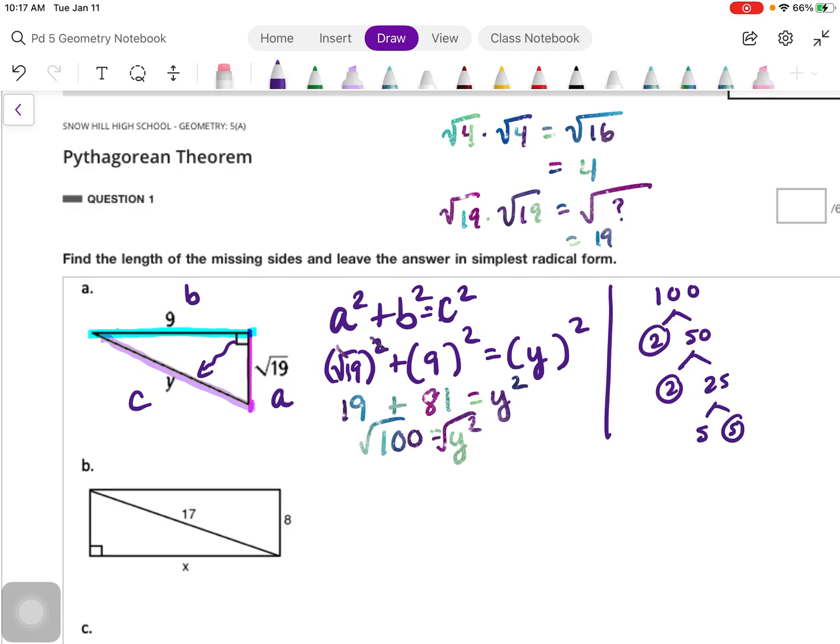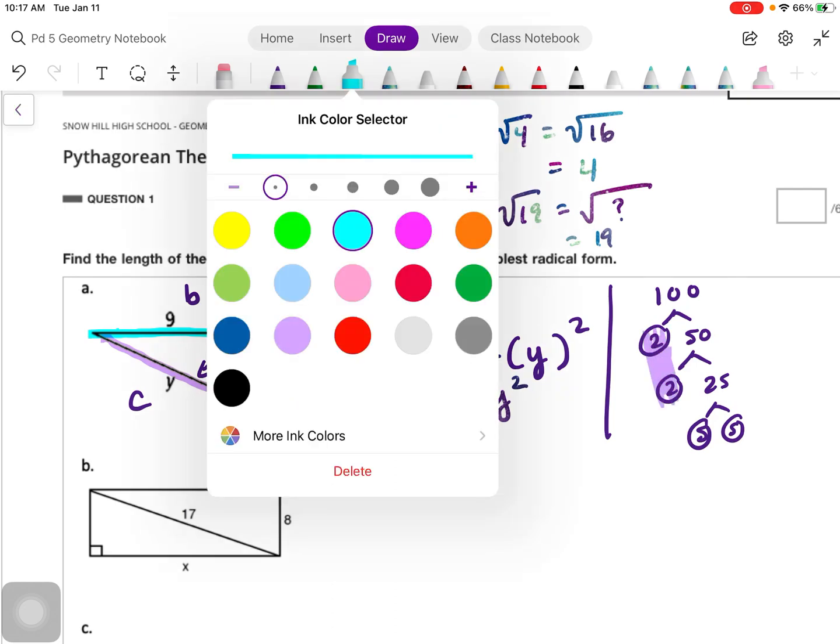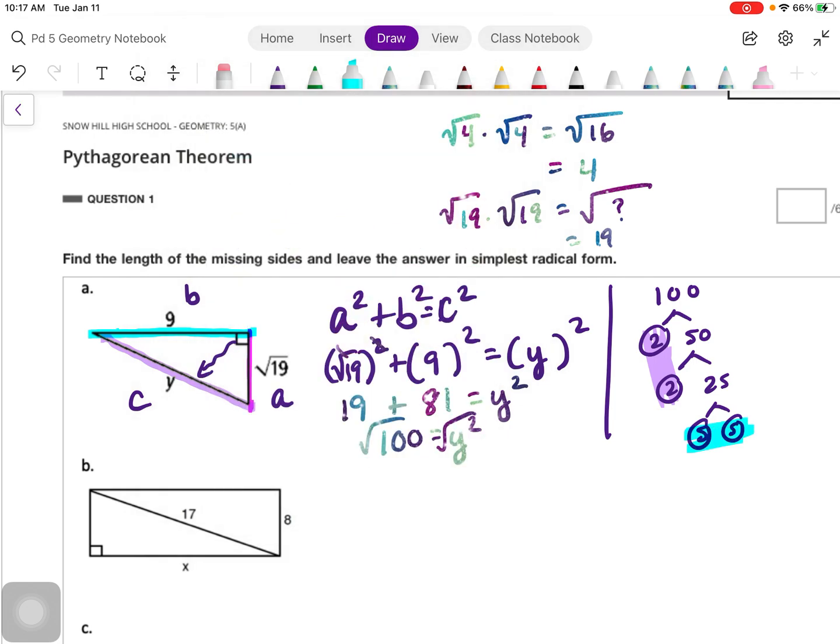Okay, and this one is a perfect square because you end up having two values or two repeats. So we've got 2 times 2, which is really 4, and we've got 5 times 5, which is really 25. So when you go to write this out, we don't have any square root left. We just do 2 times 5, which is 10. Okay, so y is going to equal 10.